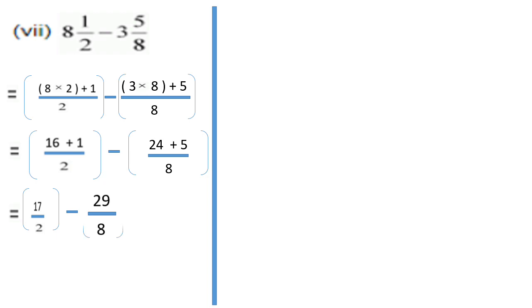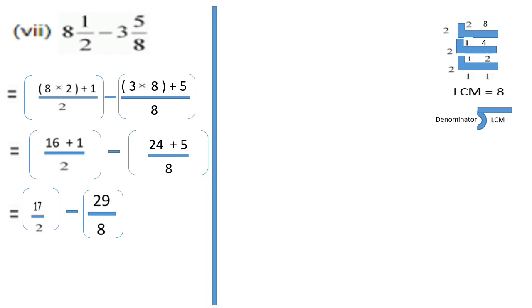Now look here, 2 and 8 are the denominators. 2 and 8 come in table 2. So these two numbers are in the same table. So we will follow the LCM method here. For the LCM method, you have to take the LCM of the denominators. So I have taken the LCM of 2 and 8. I got 8 as the LCM. This is the formula, denominator then LCM. You have to write like this.